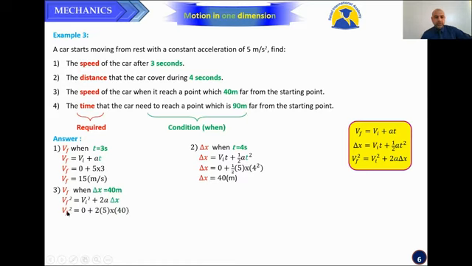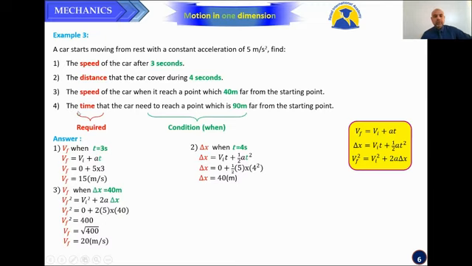Now V final, we don't know how much V final is, but V initial is 0, a is 5, delta x is 40. So the answer will be 400. This is for V final squared. For V final, we take the square root of 400, which equals 20 meters per second.